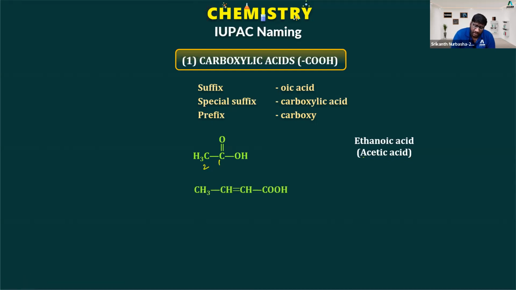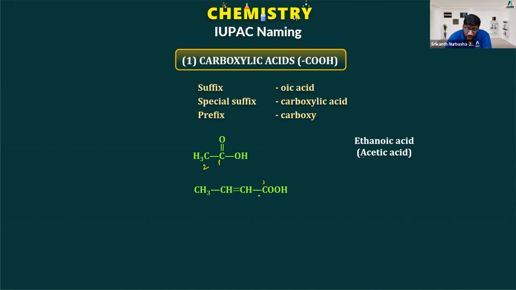Try to name it here. CH3 CH double bond CH COOH. What is the name of this compound in the common system as well as in the IUPAC system? In the common system, how have we named this? Simple molecules I have given the names in the common system also, if you remember. Yeah, very good. Crotonic acid. Yes or no? CH3 CH double bond CH. This carbon is the carbon containing the functional group, so you use crotonic acid.